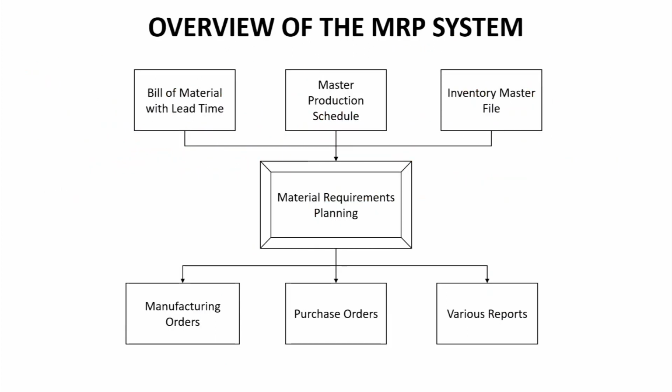So, this is the overview we have seen earlier. Material requirement planning requires bill of material, master production schedule and inventory files, and it will help give us manufacturing orders, purchase orders and various other kinds of reports. So, it is a very simple setup and it is software. You just feed the information of your master production schedule, and it will generate the manufacturing orders, purchase orders, etc.